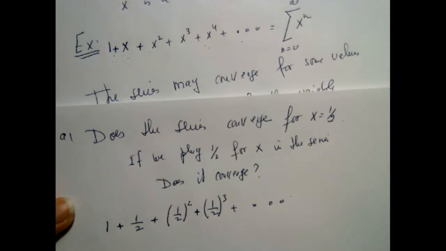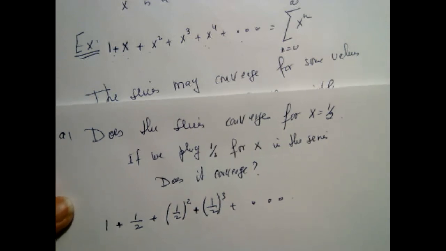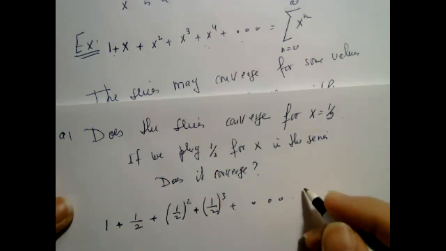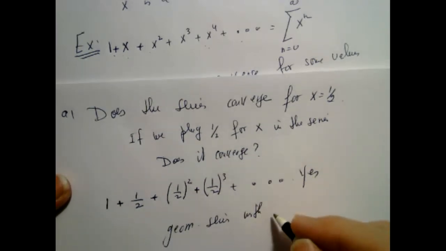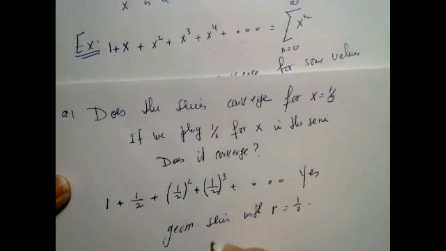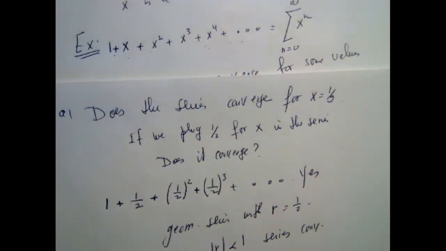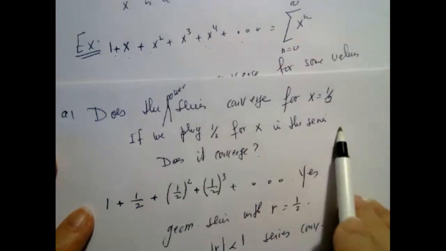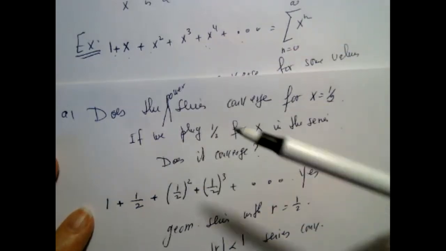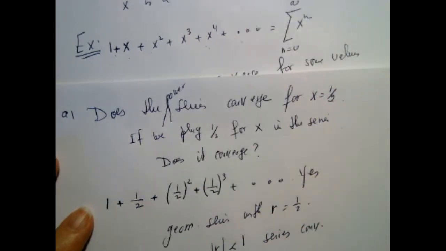Yes, because of the geometric series. Absolutely. Does it converge? The answer is yes, because it's a geometric series. That's why I gave you a geometric series with ratio equal 1/2. R is less than 1, so the series converges. So the question, does the power series converge for x equal a half, is basically asking: if you plug in a half into it, will we have an answer?